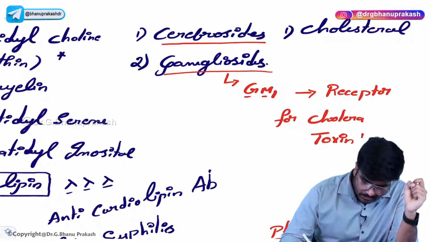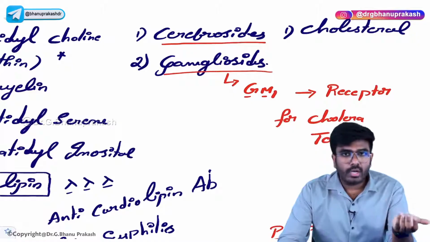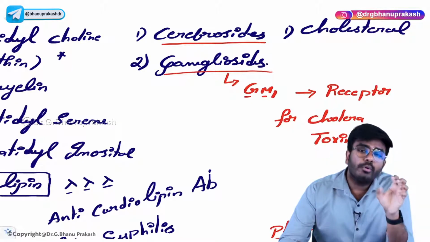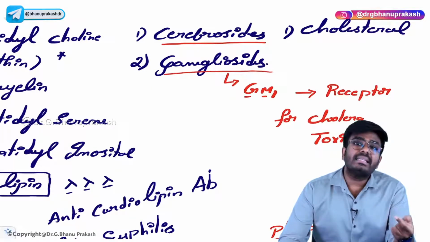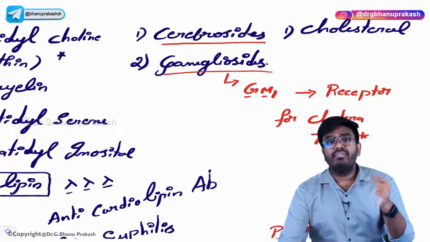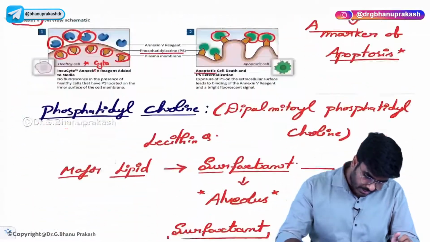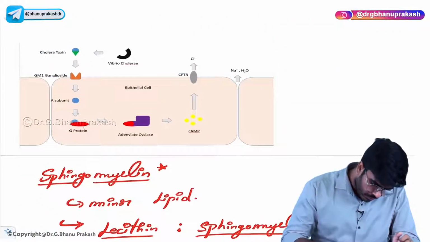Okay, we all know that cholera is caused by Vibrio cholerae. It causes diarrhea, rice watery stools, all that. Now, Vibrio cholerae produces cholera toxin. This cholera toxin enters into the cell with the help of a receptor called GM1 ganglioside. Let me show you here so that it will be easier for you to understand.